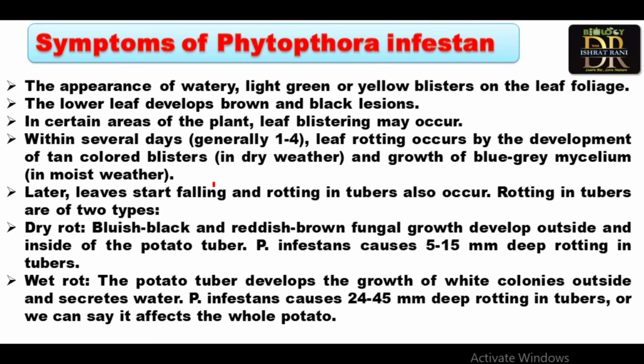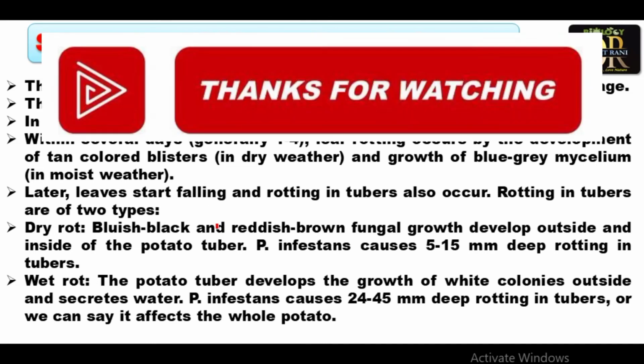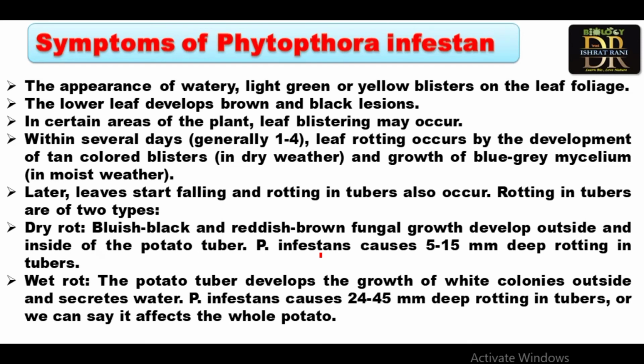Rotting in tuber is of two types. Dry rot causes bluish or black and reddish brown fungal growth that develops outside and inside the potato tubers. Phytophthora infestans causes 5 to 15 millimeter deep rotting in tuber. You have seen it already. The second one is wet rot. The potato tuber develops growth of white colonies outside and secretes water. Phytophthora infestans causes 24 to 45 millimeter deep rotting in tubers, or we can say that it affects the whole potato.